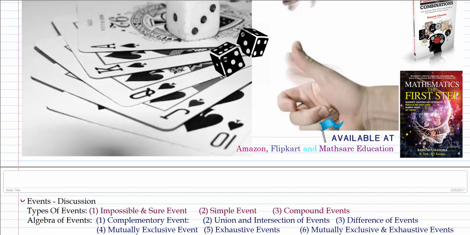We are having a discussion on events and types of event, like impossible and sure event, simple event, compound event, and then we have algebra of event. In the case of algebra we have addition, subtraction, multiplication, but in the case of set theory we don't have that kind of theory. In set theory there is union, intersection and difference. So we have complementary event, union and intersection of event, difference of event, mutually exclusive event, exhaustive event, and mutually exclusive and exhaustive event. In this lecture we are going to learn these subtopics. At the end of this video you will be able to get these concepts.